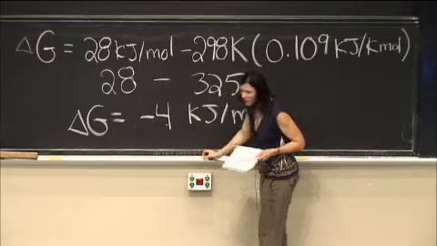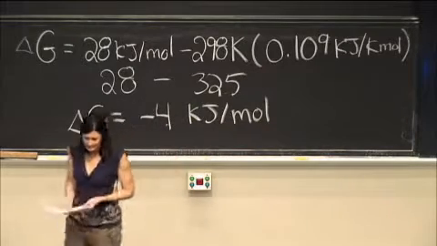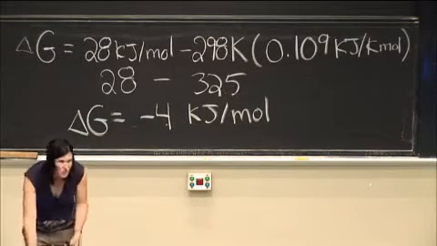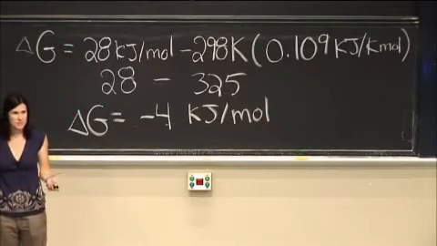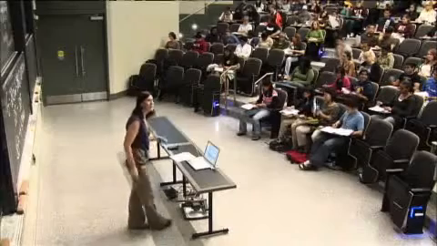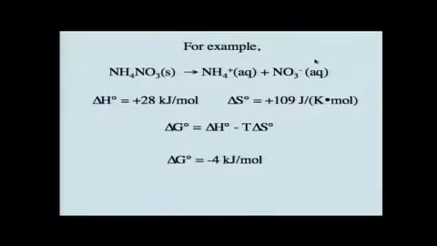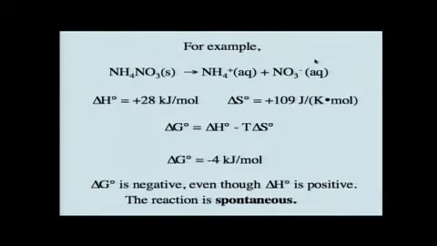All right, so talking about this as a negative delta G, would you say this is a spontaneous or a non-spontaneous reaction? Yeah, it's spontaneous. So what we're going to see is delta G of negative 4. So this reaction is spontaneous even though our enthalpy change was positive.